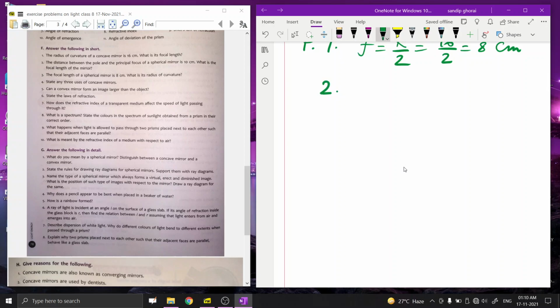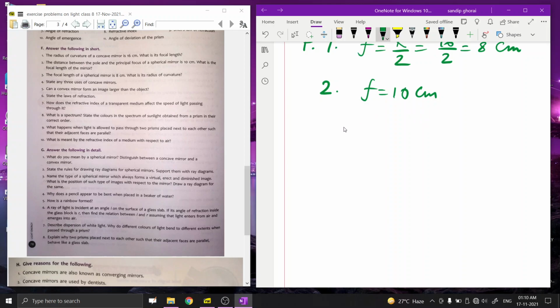Now the next question, F2. The distance between the pole and principal focus of a spherical mirror is 10 centimeter. Then what is its focal length? Simply 10 centimeter, because we know the definition of focal length. This is the distance between the pole and principal focus of a spherical mirror. So here the focal length is 10 centimeter.